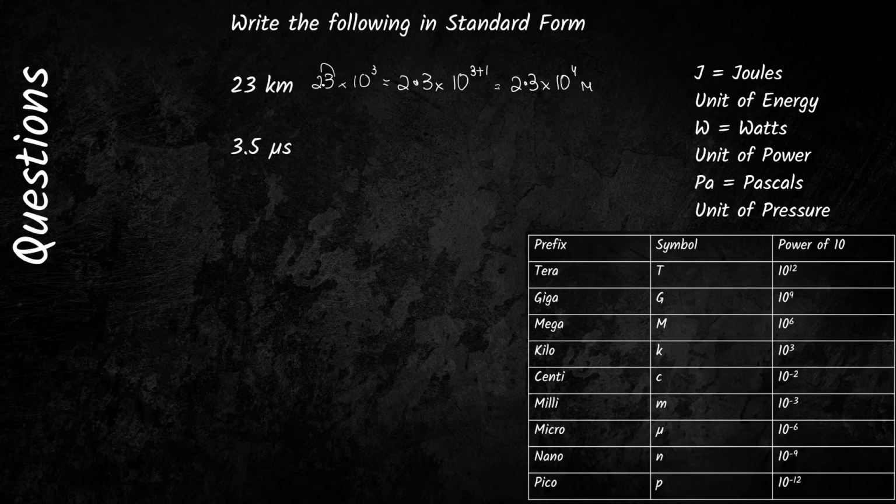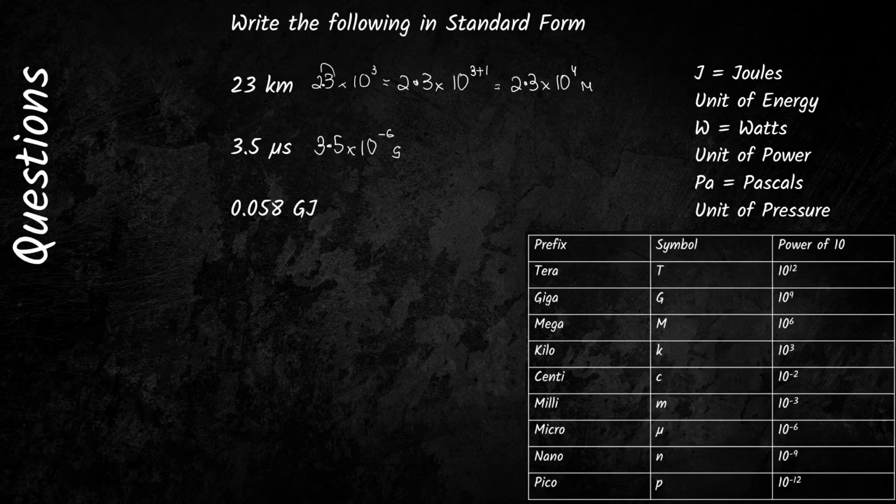Now the next quantity, pause the video, try it on your own. Our quantity is 3.5 microseconds. Again, micro is 10 raised power minus 6. So we are going to write 3.5 times 10 raised power minus 6. Interestingly, this is already in standard form, because you have just one non-zero integer to the left of the decimal and the remaining is fine. We just add the unit seconds, so this is 3.5 times 10 raised power minus 6 seconds.